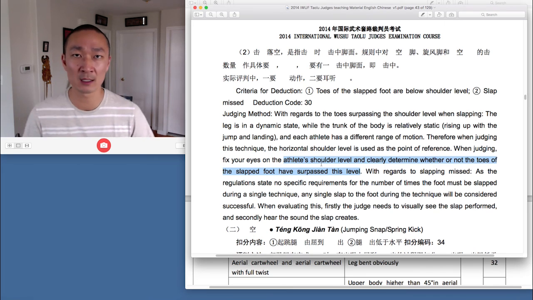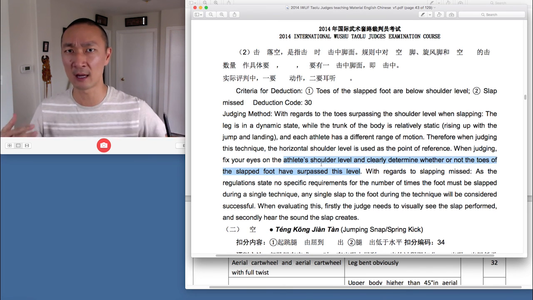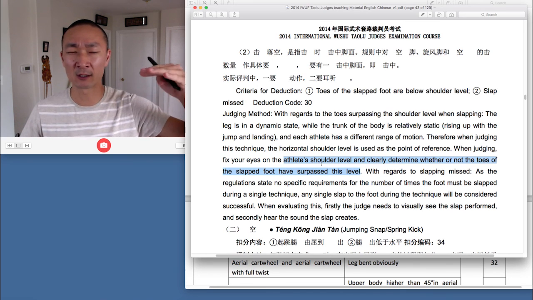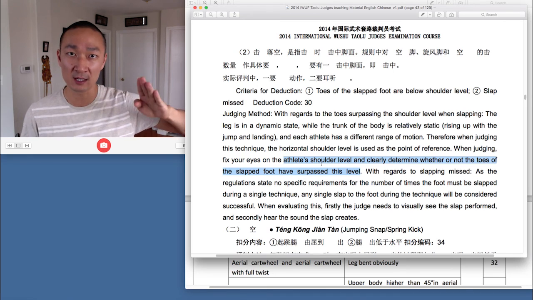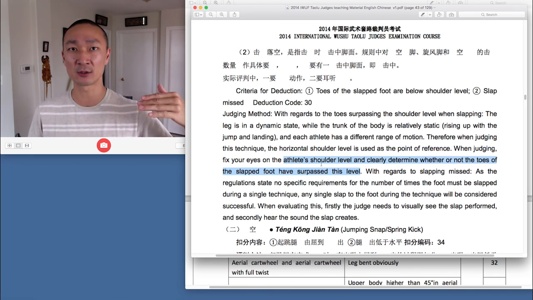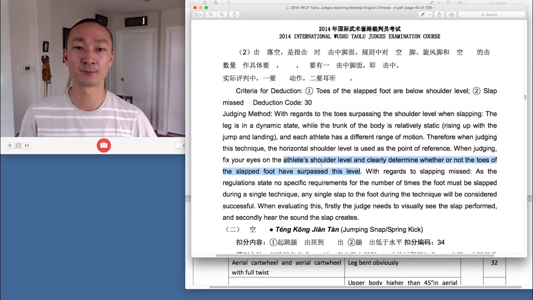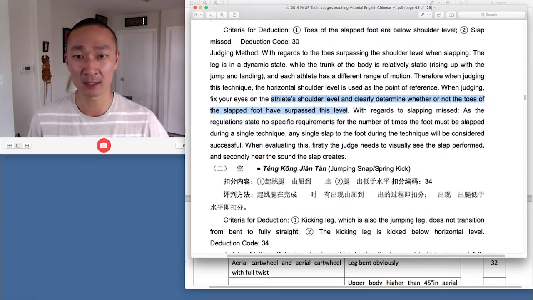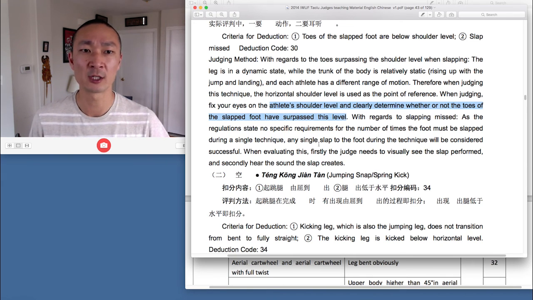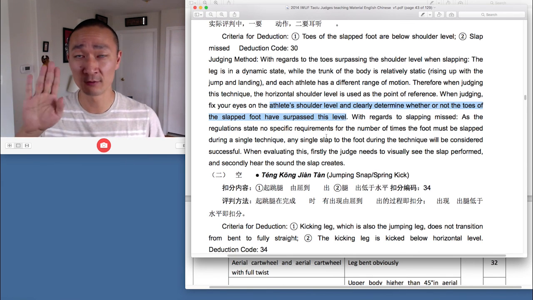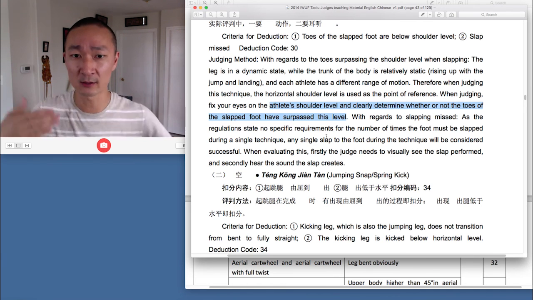This does not mean that the judges are looking at the height of the shoulder of the athlete before they take off and then drawing an imaginary line to where the kicking leg is. We are comparing the height of the kick as it is being executed to the shoulder of the athlete while in air. In regards to the slap being missed, and this is a very rare deduction, it just means that the judge needs to visually see that the hand is coming in contact with the foot, and also that we hear some sort of a sound.